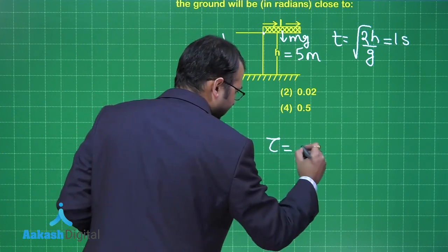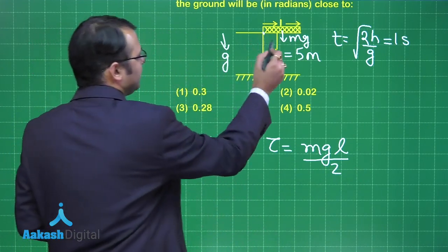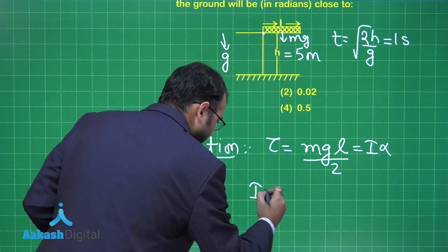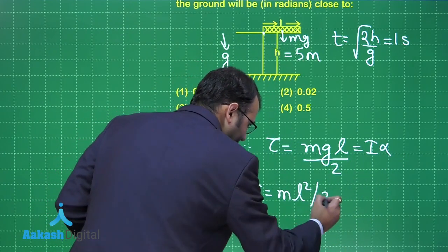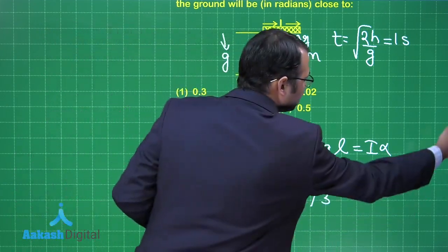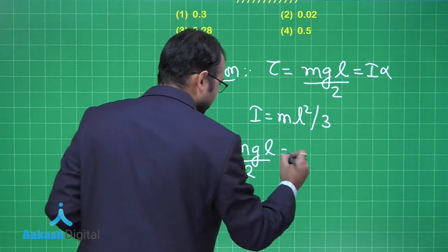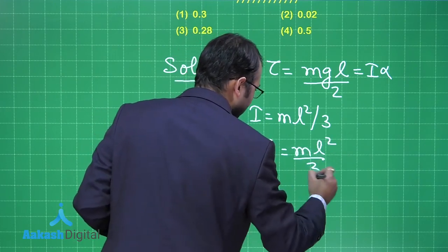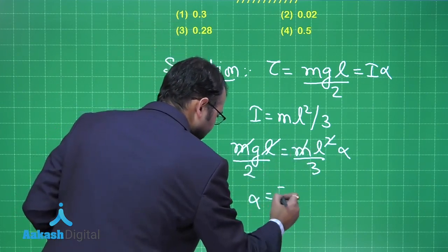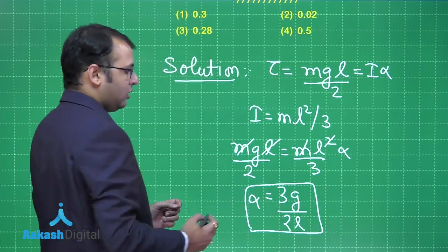Torque acting would be mg, length of the rod L by 2, as it is acting on the center point, that is half of the length, and this should be equal to I alpha. I here would be mL square by 3, as the axis is passing from the edge of that rod, right? When you put down this value, what you will get is mg L by 2 equals mL square by 3 into alpha. This m and this m will be cancelled. So alpha would be 3g by 2L. You have the alpha with you.